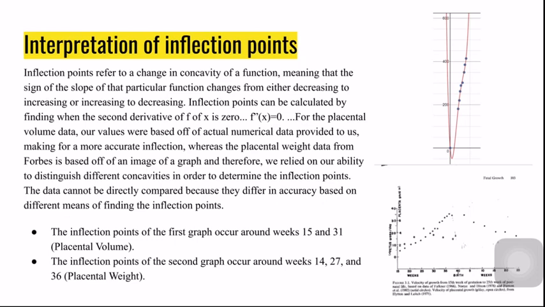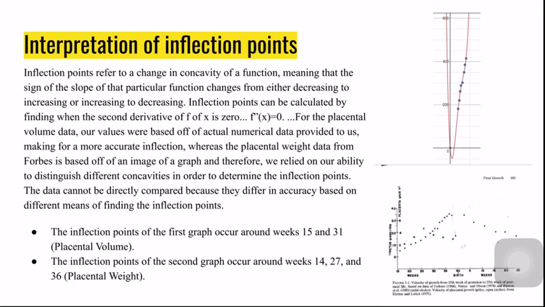The inflection points of the first graph occur around weeks 15 and 31. The inflection points of the second graph occur around weeks 14, 27, and 36. Overall, the weeks during which the inflection points occurred had some overlap among the two different graphs, but the specific weeks were never exactly the same.